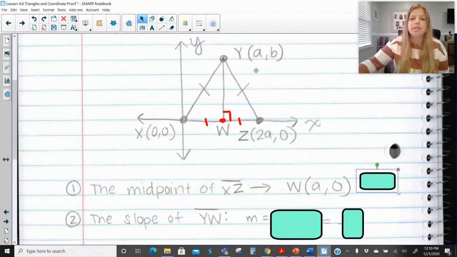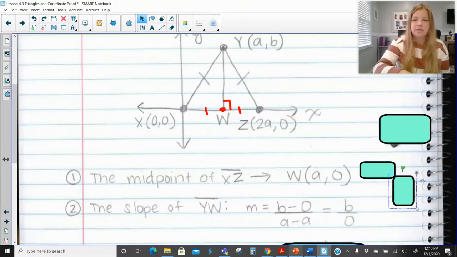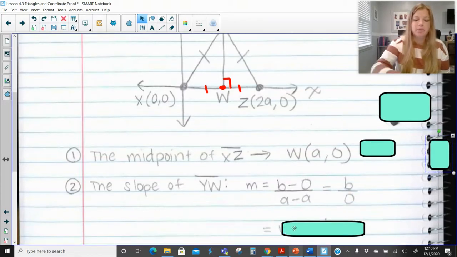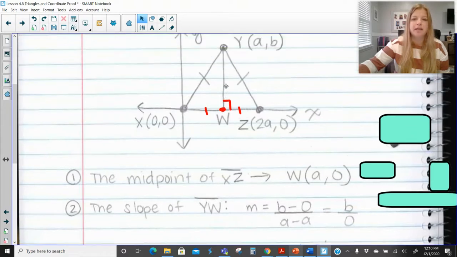And we know the slope is we subtract the Y values over subtracting the X values. So B minus 0 over A minus A, because this has a point of A, 0 and this is A, B. So B minus 0 over A minus A gives us B over 0, which we know is definitely undefined. Anytime you have 0 in the denominator, it is undefined. So I know for a fact that this has an undefined slope.